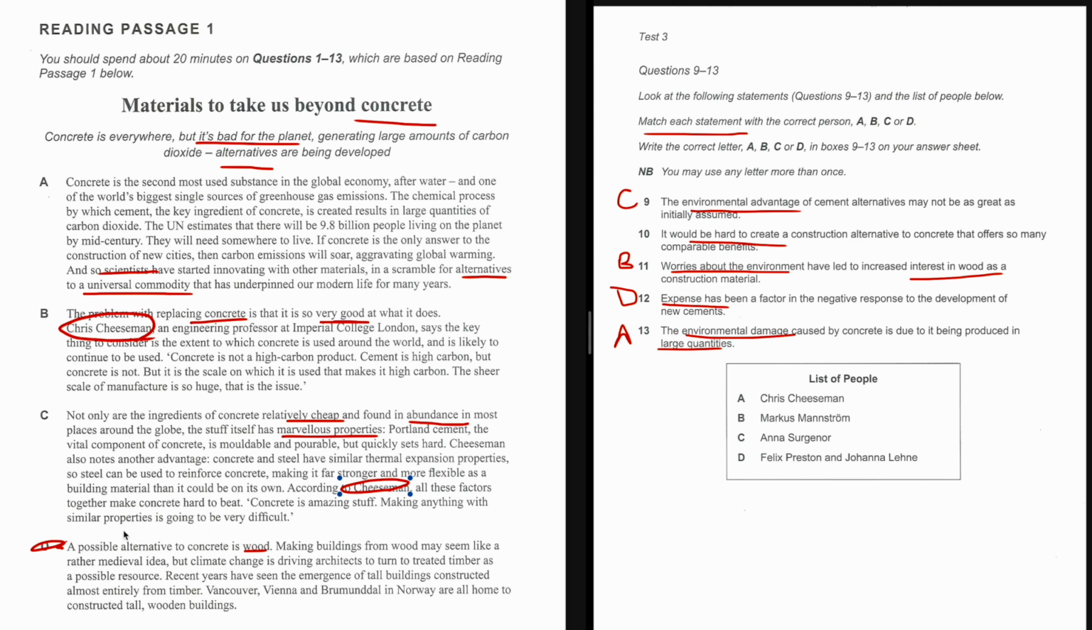When it says it's very, what was that? Concrete is hard to beat. Yeah, which means it is not easy to compete with concrete because of the benefits it has. It is amazing stuff, and it's not easy to make similar materials. So that's A again. So it seems like Chris is used more than once, and others are used once only.